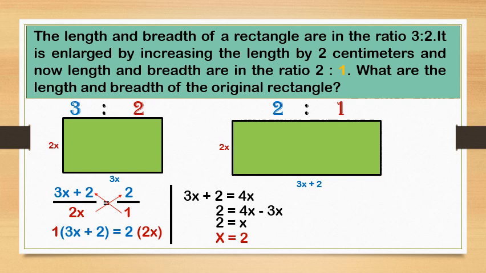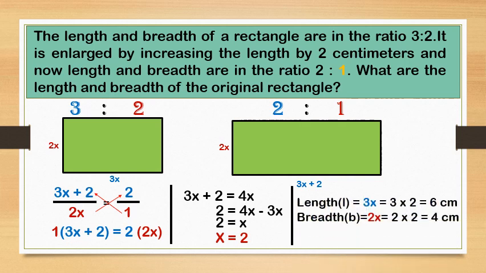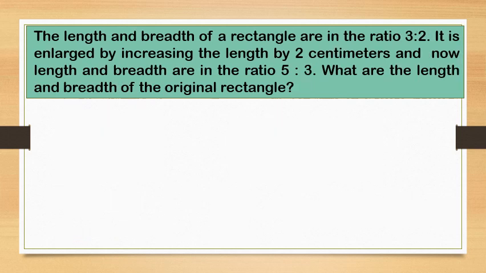Then let us compute length and breadth. We know length L equal to 3x. When we substitute x equal to 2, we get 3 into 2 equal to 6 centimeter. And breadth B equal to 2x. When we substitute, we get 2 into 2 equal to 4 centimeter. Now let us do one more similar question.